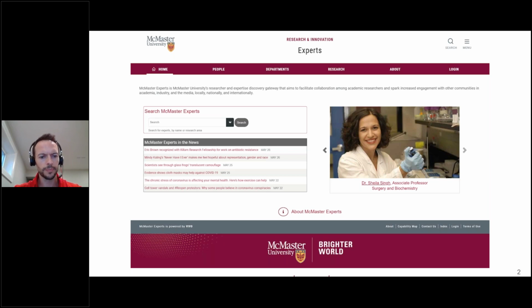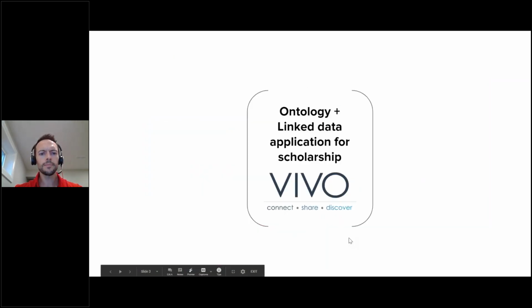So the implementation was a collaboration between the University Library and the Office of the Vice President Research, and we had funding for a project manager to lead the implementation, and everything else was done off the sides of our desks by staff in the library and McMaster's Research and High Performance Computing Support unit.